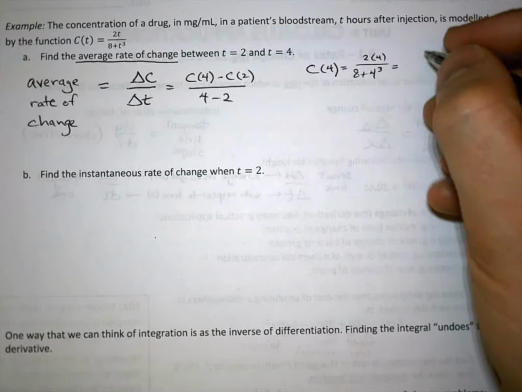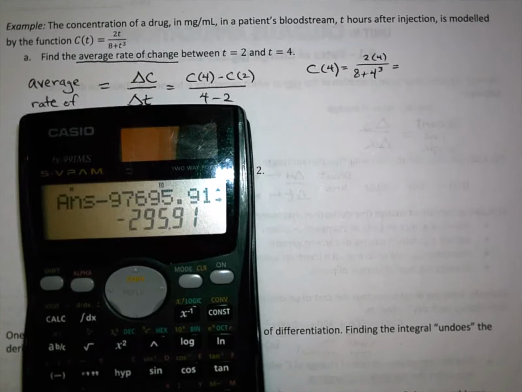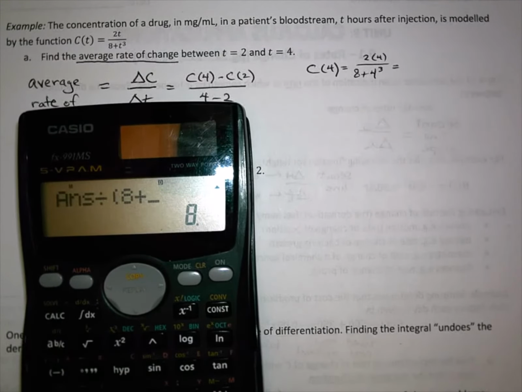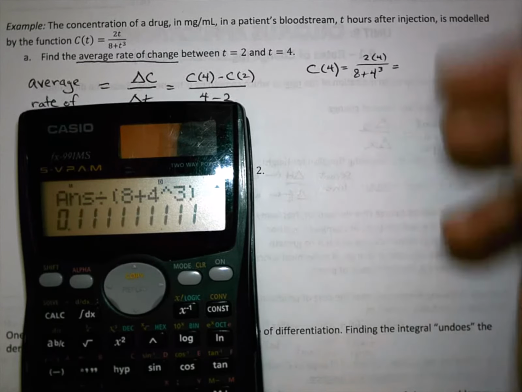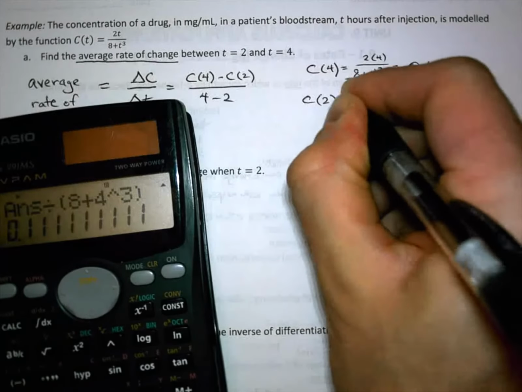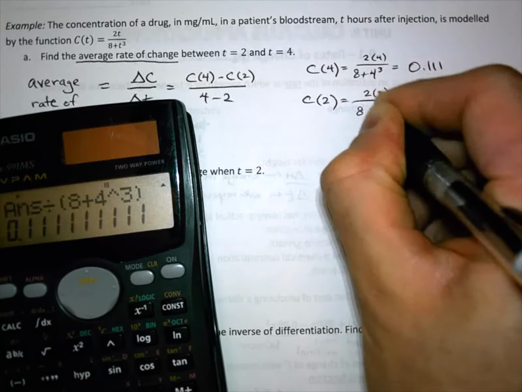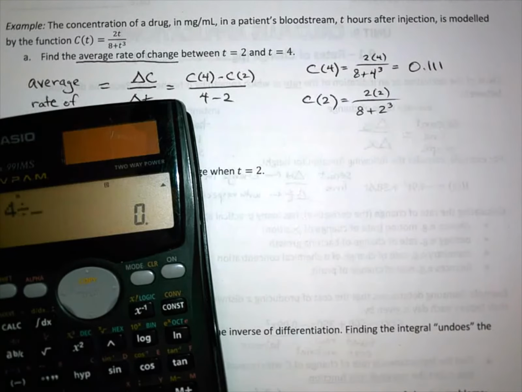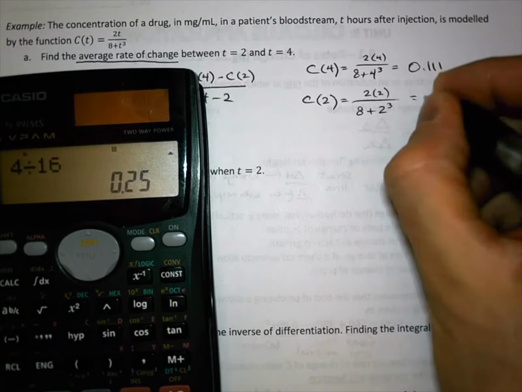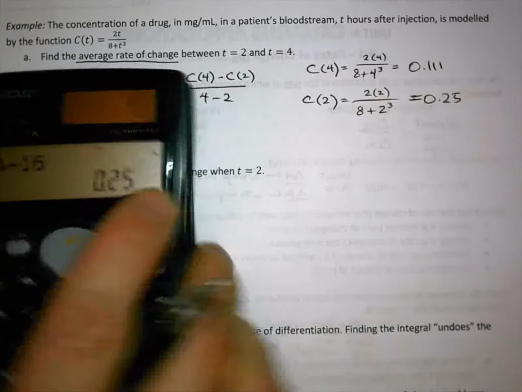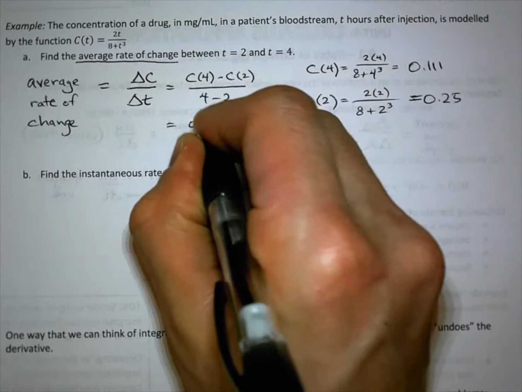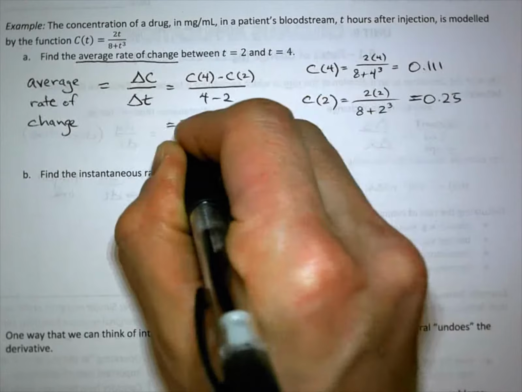Can I do this one in my head? Why not? Why bother? 2 times 4 divided by 8 plus 4 to the power of 3. Yeah, glad I didn't do it in my head. Whatever. Anyways, and then C at 2 is 2 times 2 over 8 plus 2 cubed. So I have 4 divided by 16, which gives me 0.25. Oh, I guess I could have done that one. Okay, so now I'm going to sub those into my slope formula here. So I have 0.111 minus 0.25 divided by 2.